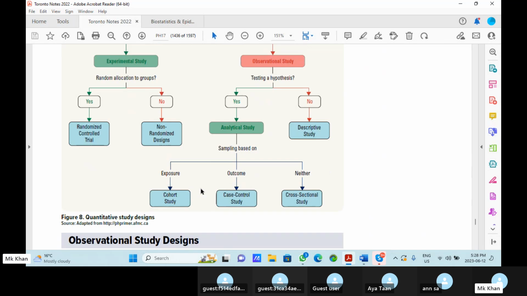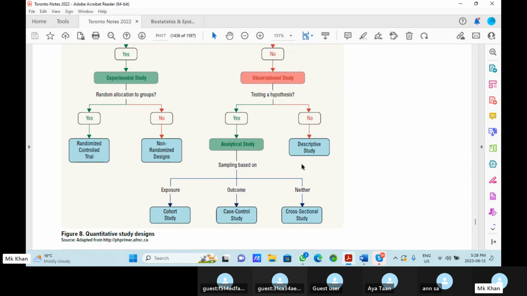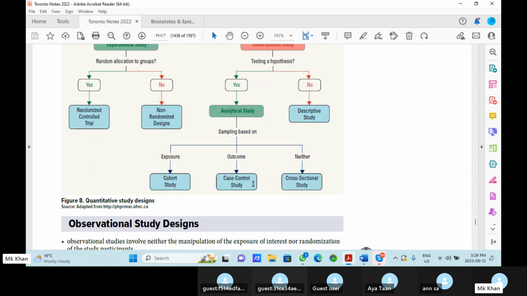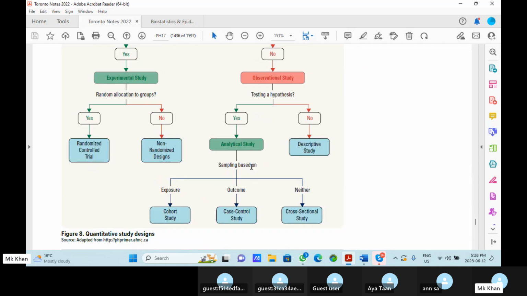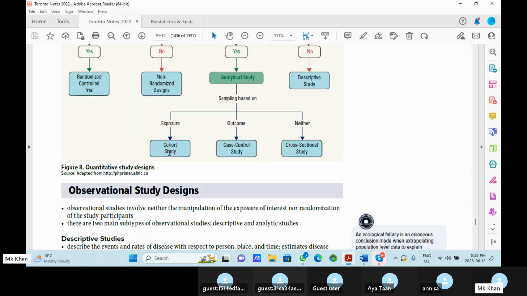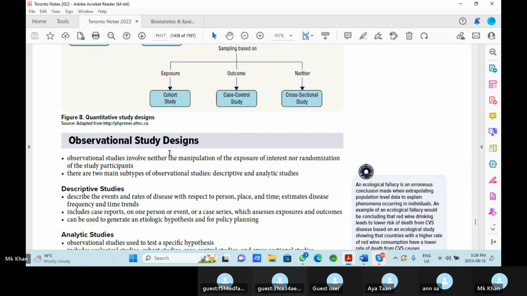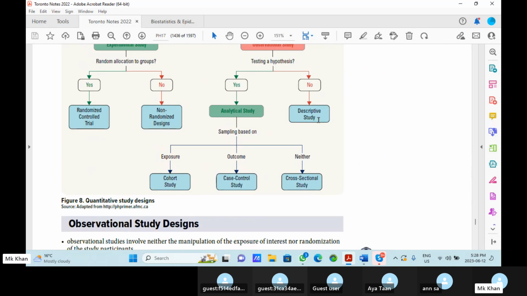And then the observational study is testing a hypothesis. Yes, analytical study. So basically these three are the main ones in the observational study: cohort, case control, and cross-sectional. So all these three are observational and the experimental is these two. And the other one is the descriptive study. I think these three are more important.